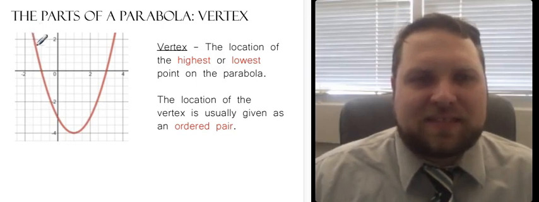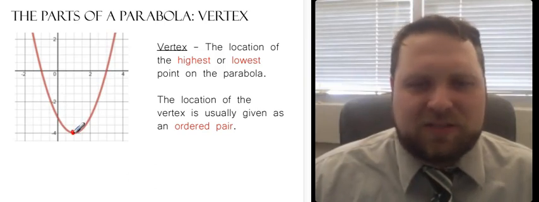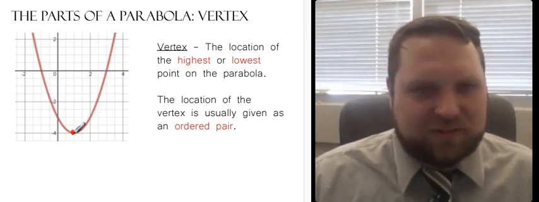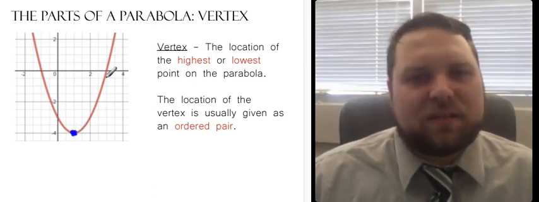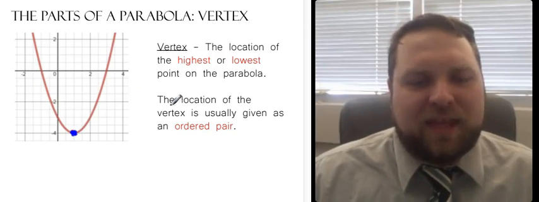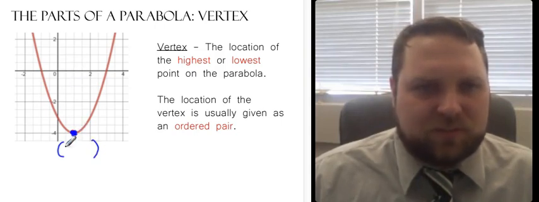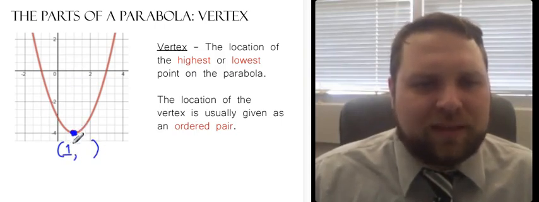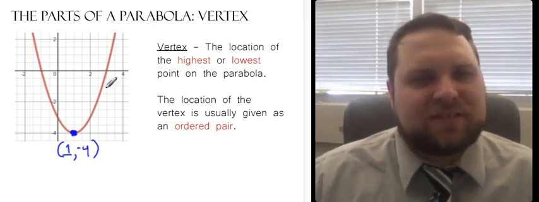So in this case, I've got a parabola that is U-shaped, and so the vertex is going to be that lowest point. Let me switch over and do this in blue so it's a little more obvious. But it's the lowest point on that parabola. And we give that location as an ordered pair. So I'll give its x-coordinate, which is 1, and its y-coordinate, which is -4. And so I would say the vertex of this parabola is at (1, -4).